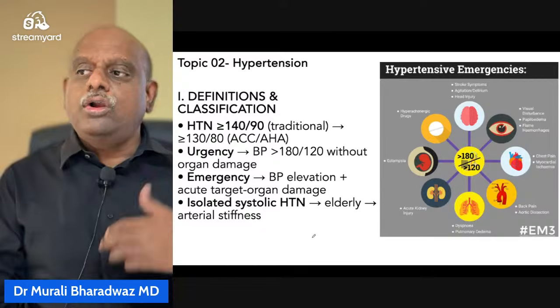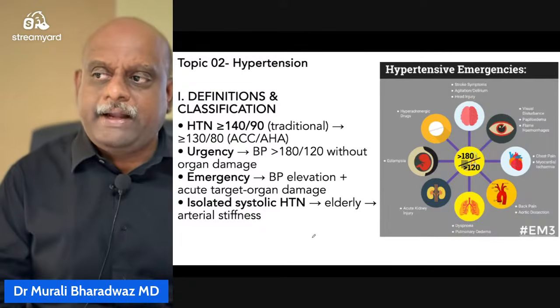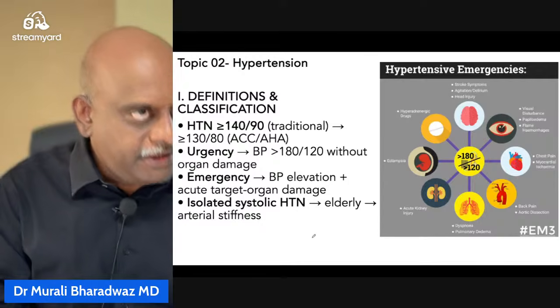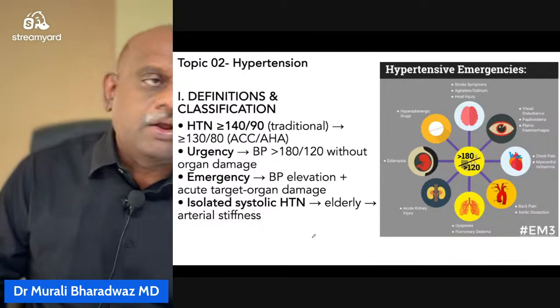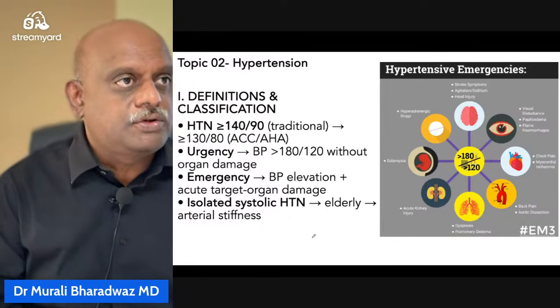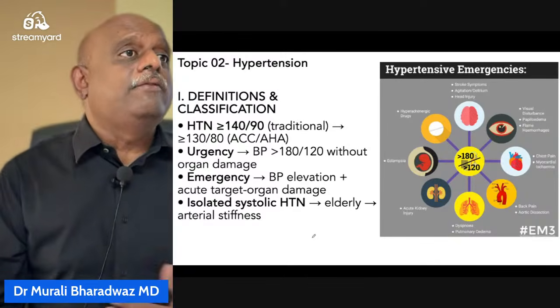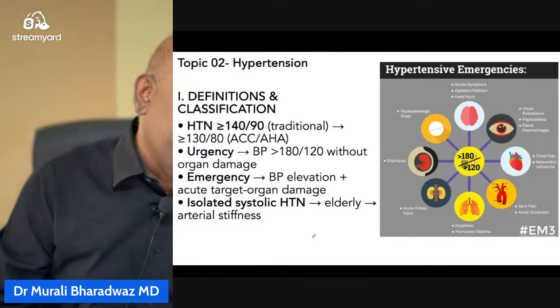Blood pressure more than 140 systolic by diastolic 90 was traditional, but the American Cardiology Association decided in the recent guidelines that it is more than 130 by 80.